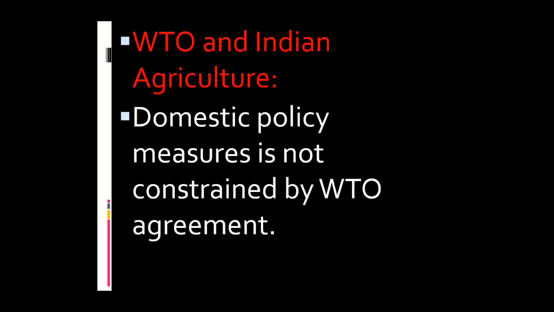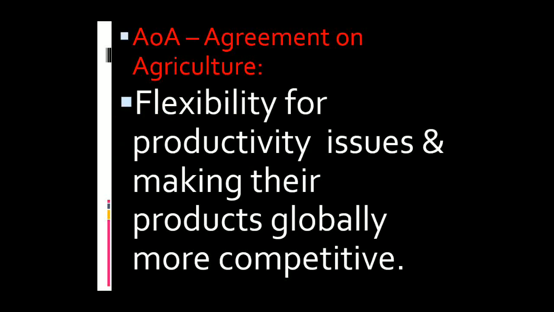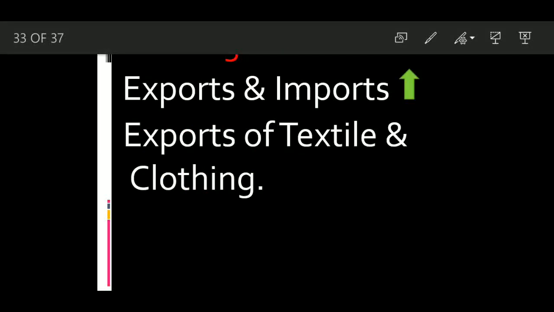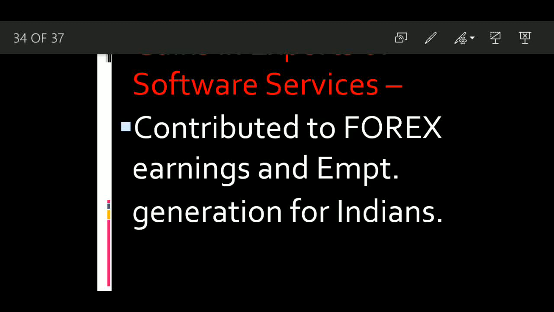WTO and Indian agriculture. Domestic policy measures are not constrained by WTO. Agreement on flexibility for productivity issues and making their products globally more competitive. WTO and industries. India's gain from WTO. Exports and imports increase. Exports of textiles and clothing also increasing. Gains in exports of software services contributed to forex earnings and employment generation.